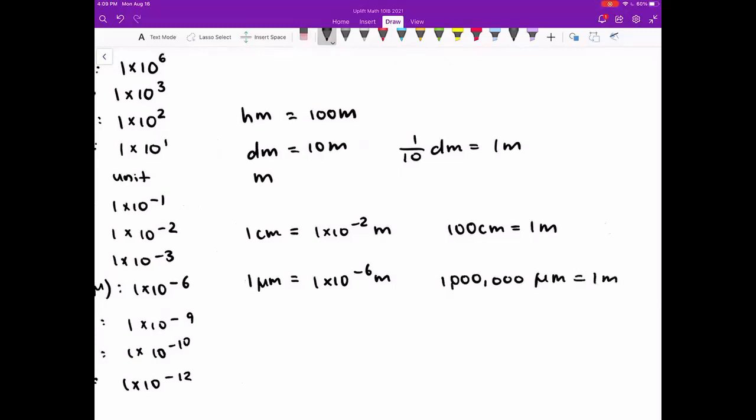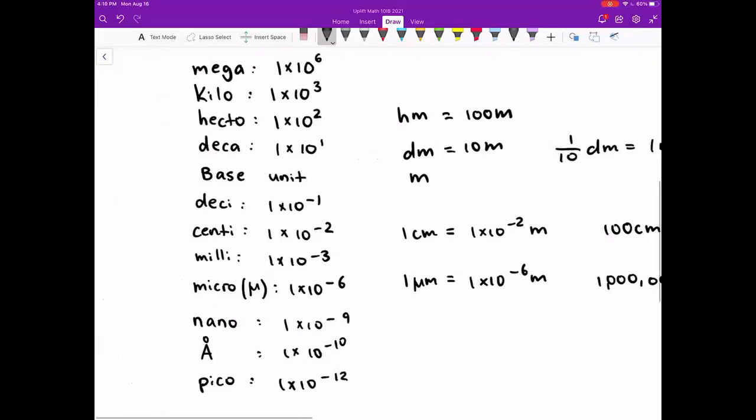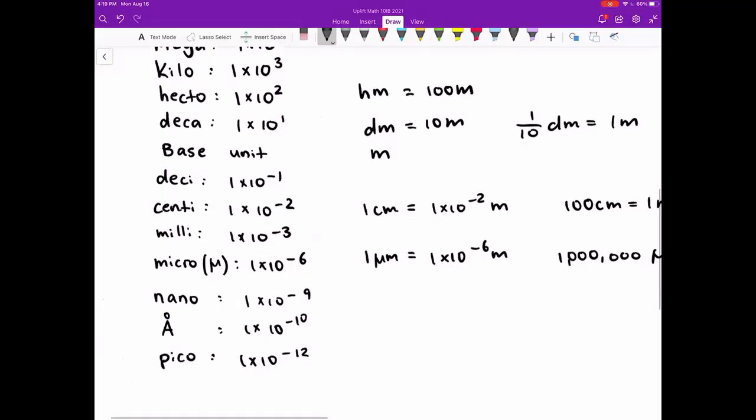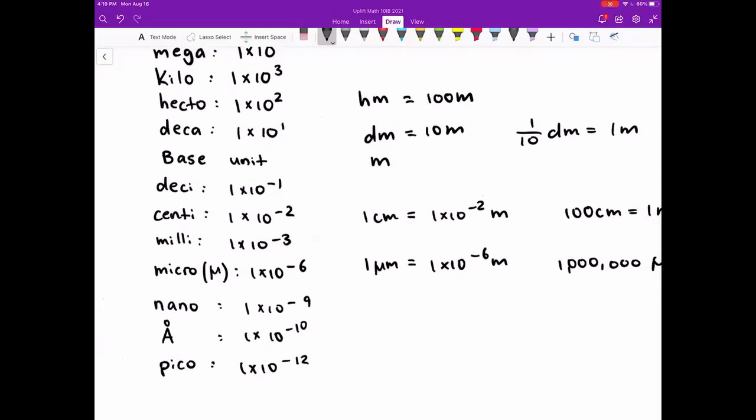Okay. Do you think that's enough? Should we do one more example? Sure. Here, let's convert how many nanometers are in a meter. Okay.